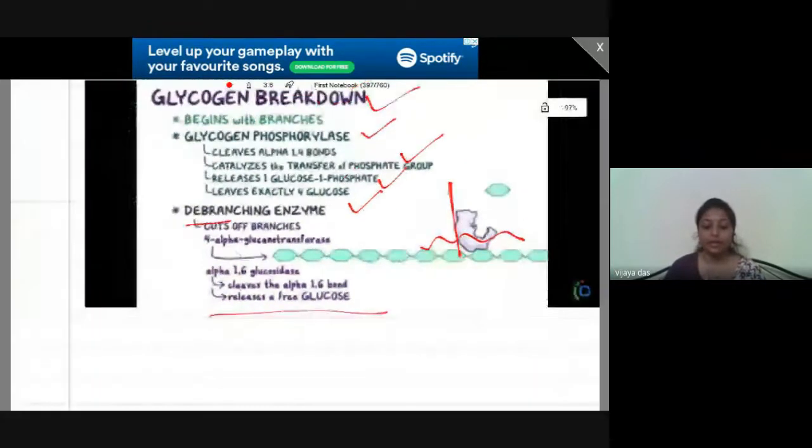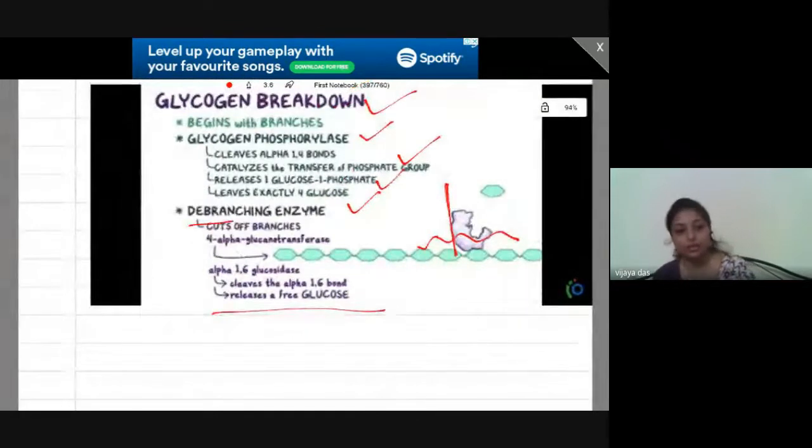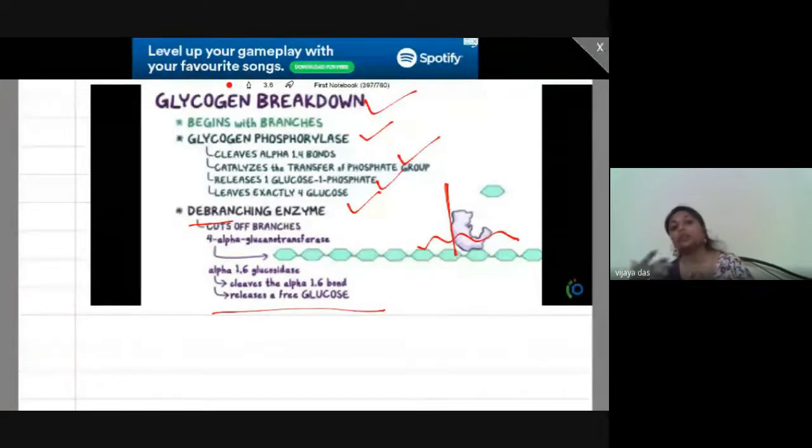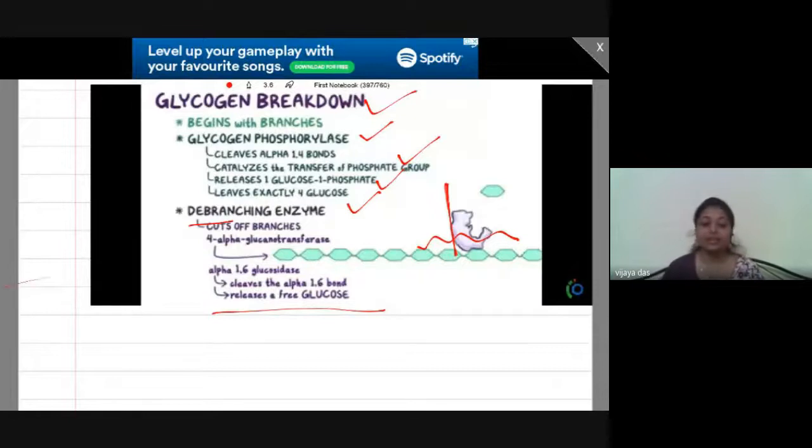So in the breakdown process, there are again two enzymes which are taking part. In synthesis there were two enzymes, glycogen synthase and branching enzyme. Now in glycogen breakdown, what are the two major enzymes? Glycogen phosphorylase and debranching enzyme.